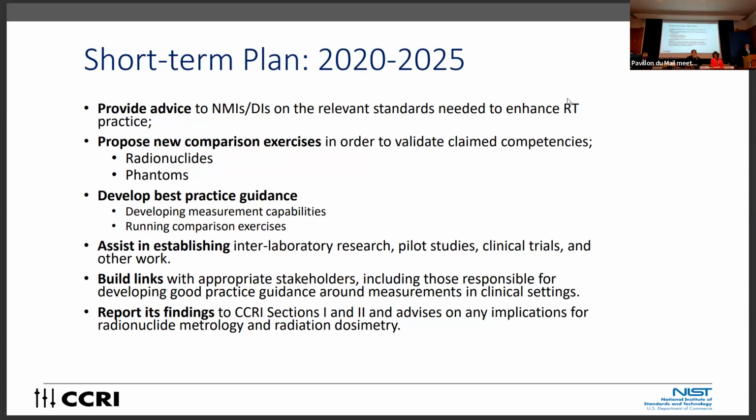We propose new comparison exercises in order to validate claimed competencies, which includes comparisons that we're going to be doing for radionuclides, as well as developing mechanisms for being able to do unique geometries such as phantoms, for example. How would we go about doing a comparison between national metrology institutes that provide calibrated phantoms, for example?